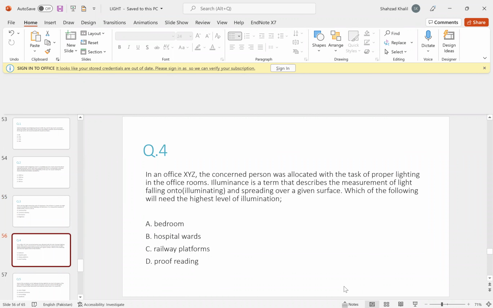In an office XYZ, the concerned person was allocated the task of proper lighting in the office rooms. Illuminance is a term that describes the measurement of light falling onto, illuminating, and spreading on a given surface. Which of the following will need the highest level of illumination? Bedrooms, hospital wards, railway platforms, or proofreading? D, the correct answer is proofreading because of the work to be done. You have to check the grammatical mistakes and study the document in very much detail. So the highest level of illumination is required in proofreading.